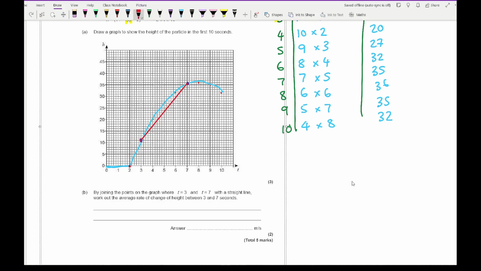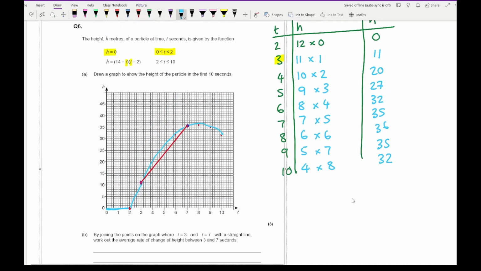So here the coordinates, well, I'm actually going to use the actual coordinates. So here I've got 3, 11, and I've got 7, 35. So then working out the gradient, I'm going to use y2 minus y1 over x2 minus x1, or in other words, the difference in y over the difference in x.